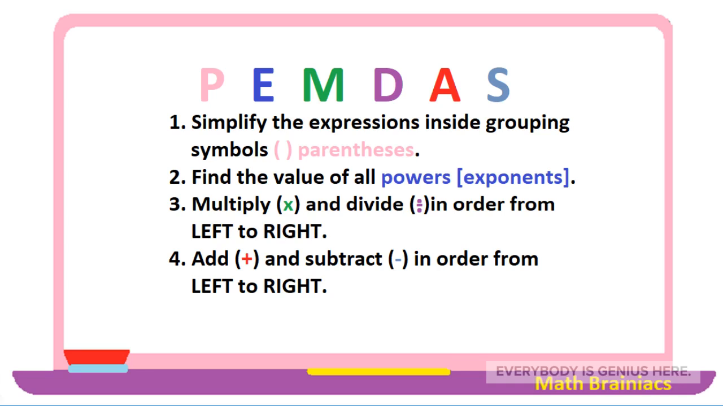So that you're not going to be confused, I want you to remember these four rules. First, simplify the expression inside grouping symbols. Then, find the value of all powers. Afterwards, multiply and divide in order from left to right. And the fourth one is add and subtract in order from left to right. Okay?